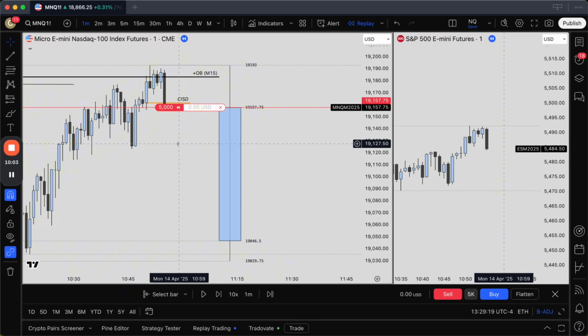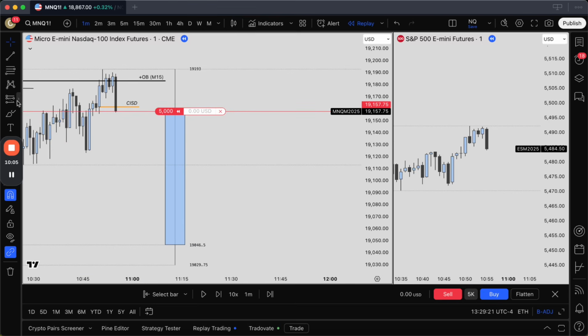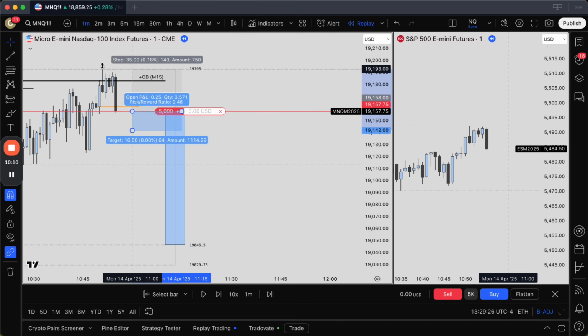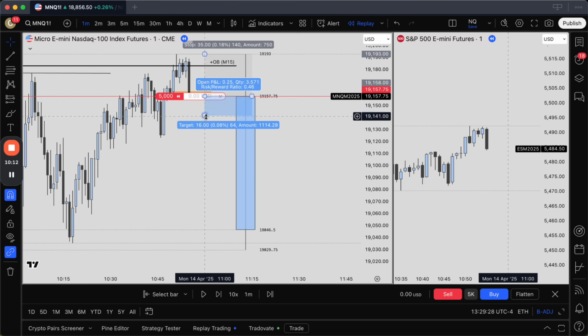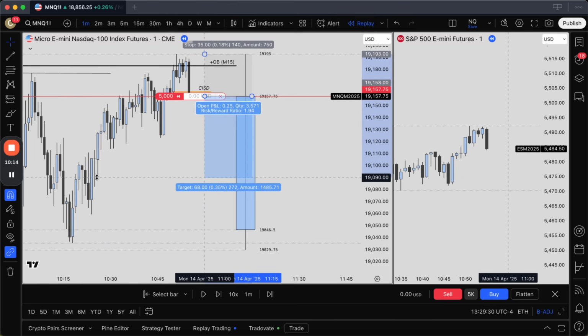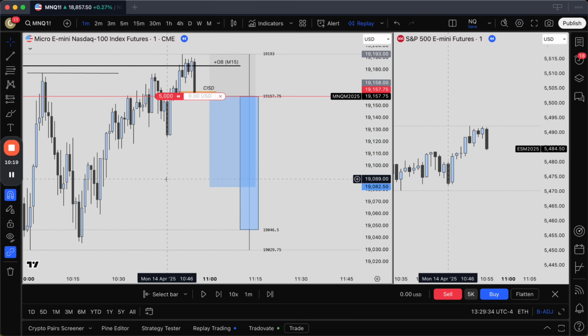And then my initial target was just 2R. The way that I trade, you know that I always target 2R. So stop always goes at the highs. And then my final TP was 2R, which was right here. This was my final TP.